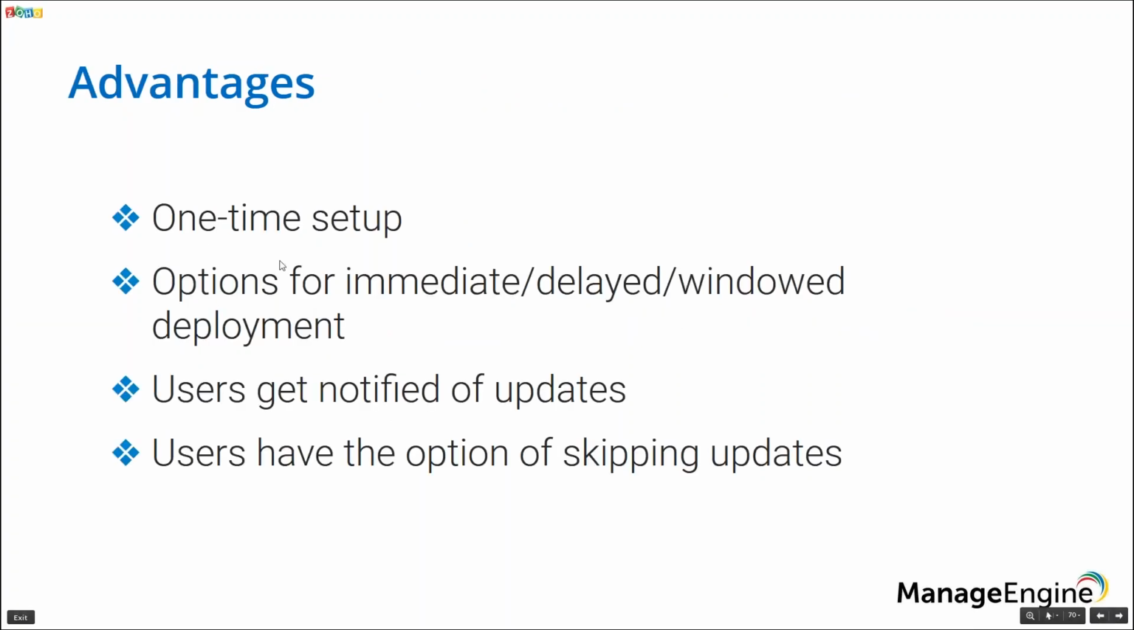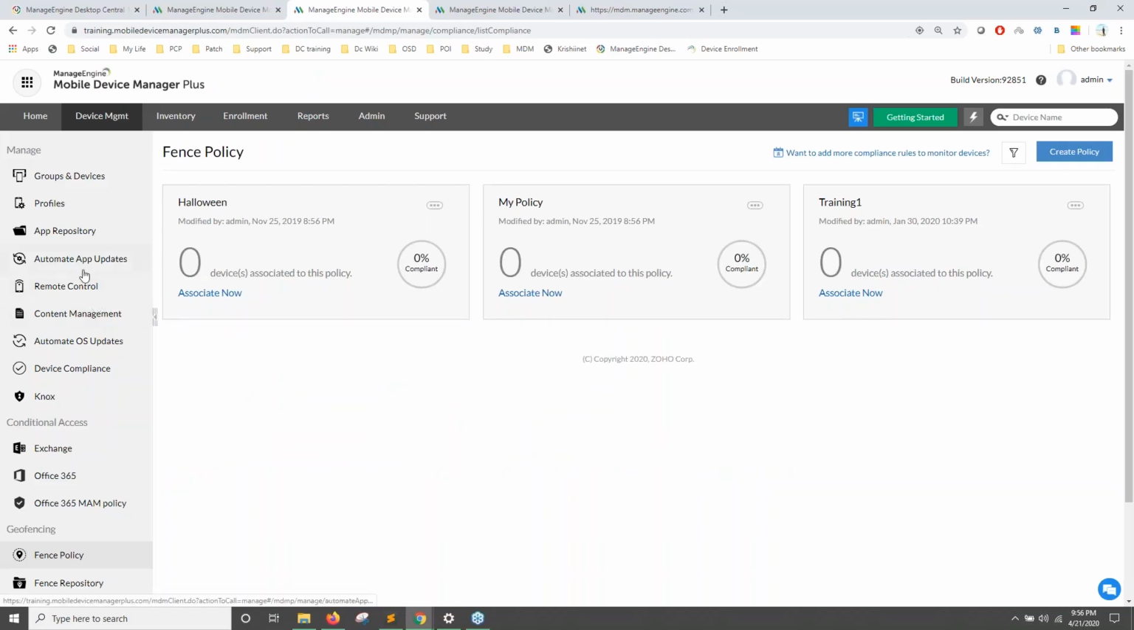This ensures just a one-time setup. If you configure this OS update policy once, whenever a new update comes up for Apple or for Android, it automatically gets applied on the device. And you can either immediately deploy the update, or you can delay it or even schedule a particular time window for it. You can also notify the users about it and give permission for the users to skip it. Let me quickly show you how you can achieve that in a product.